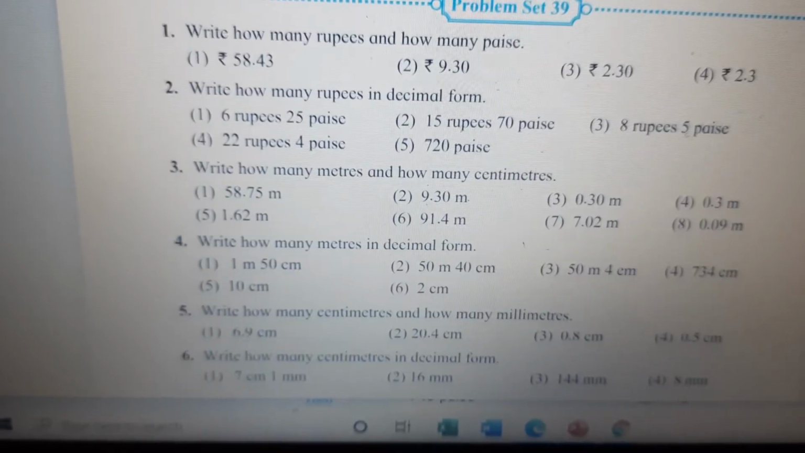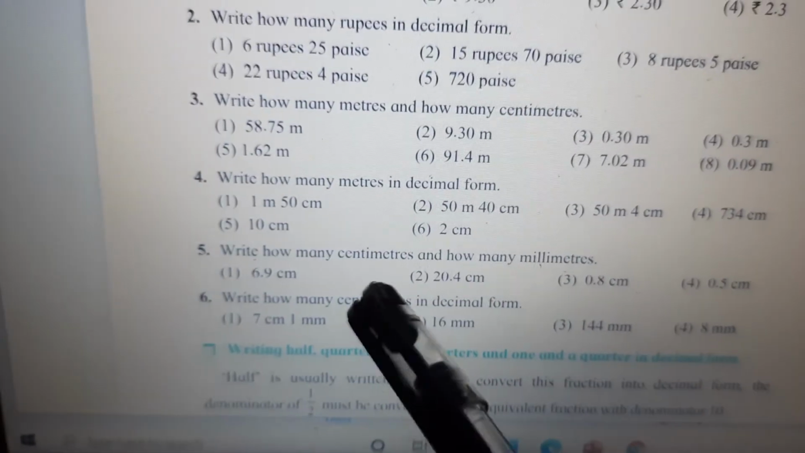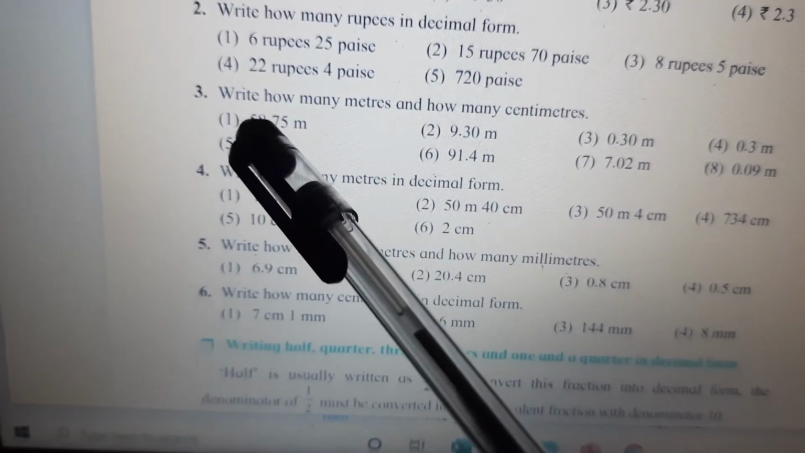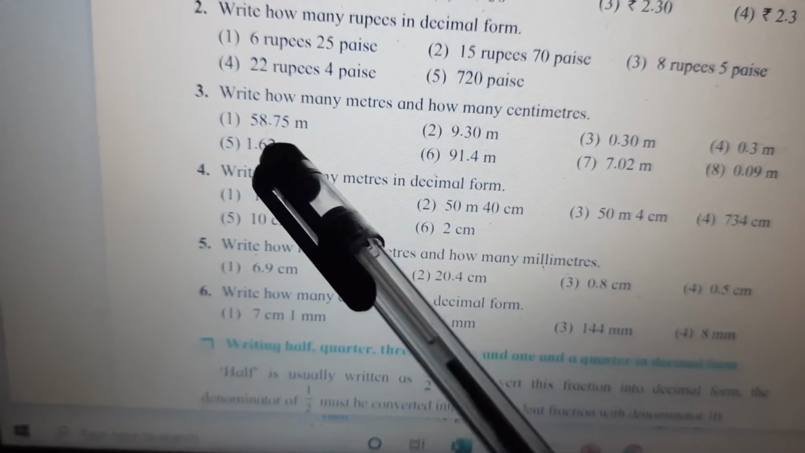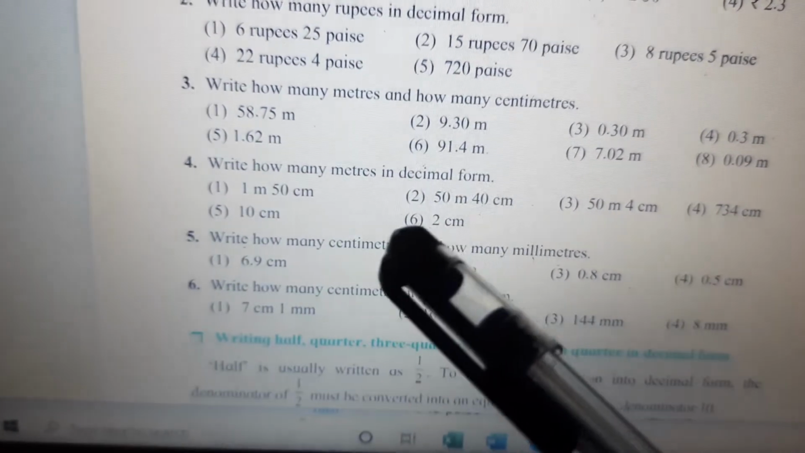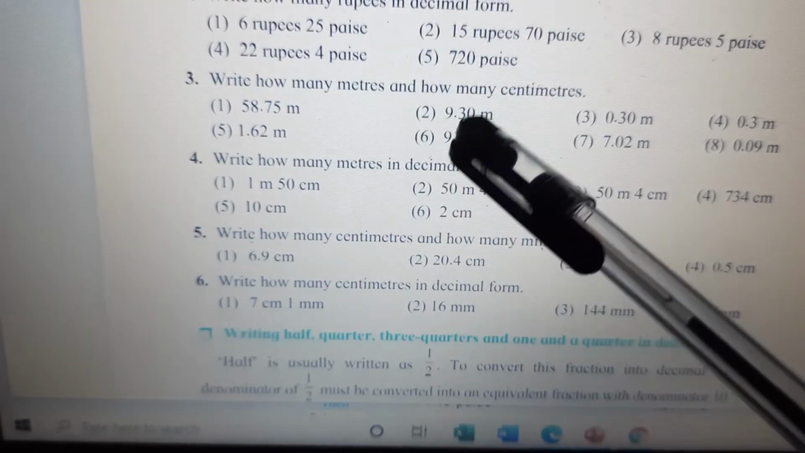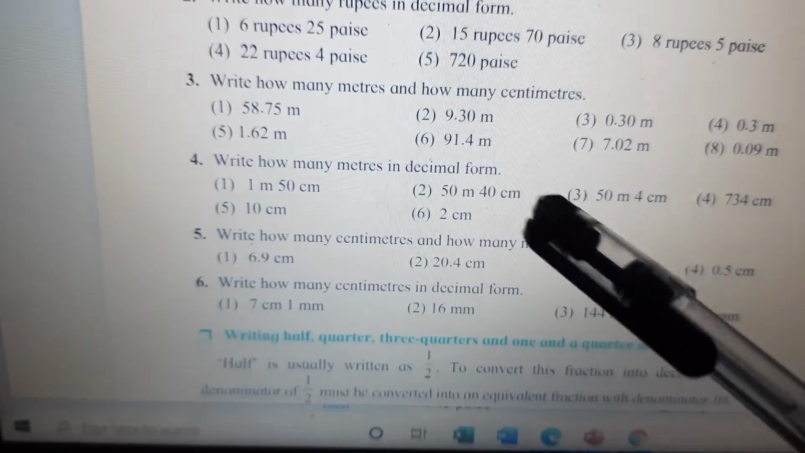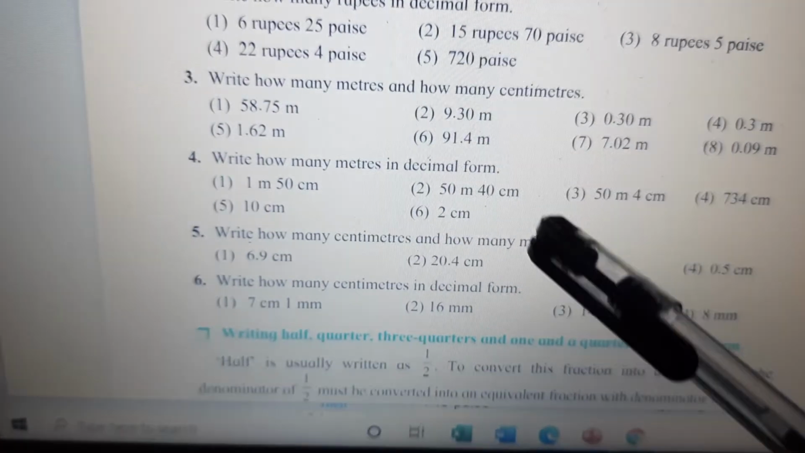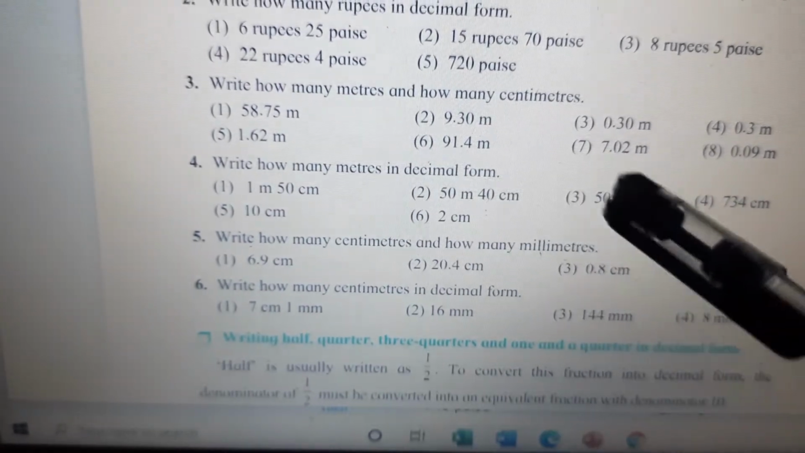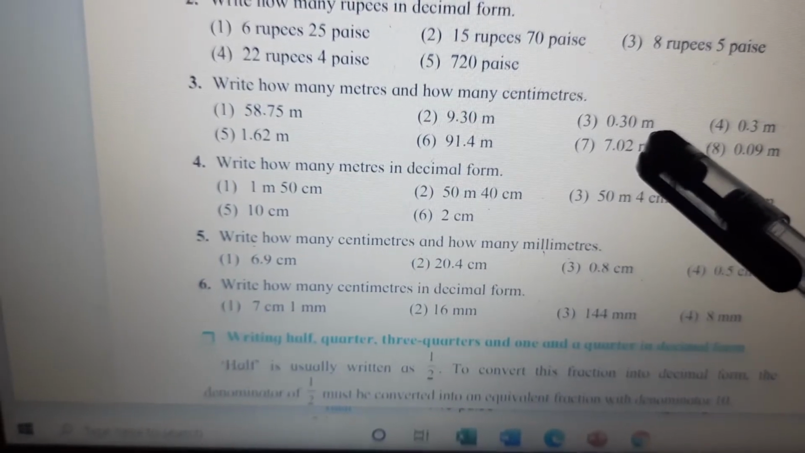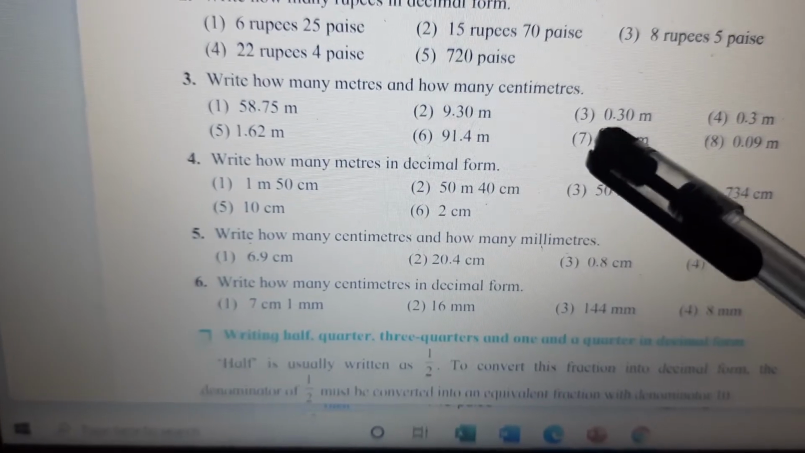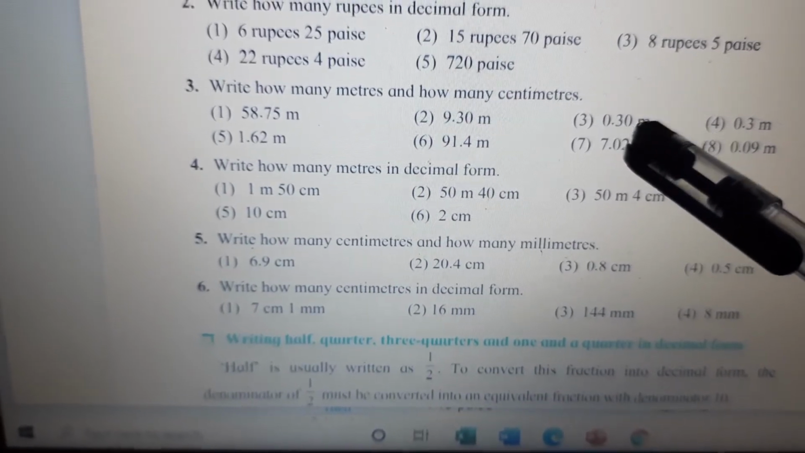Write how many meters and how many centimeters. So the first one is 58.75 meter. 58 meter 75 centimeter. Simple. Second one, 9.30 meter. That means 9 meter 30 centimeter. So always remember, 1 meter gives 100 centimeter, or 100 centimeter gives us 1 meter. 0.30 meter will be how many? 0 meter. So that means no need to write that. We can only write down 30 centimeter.